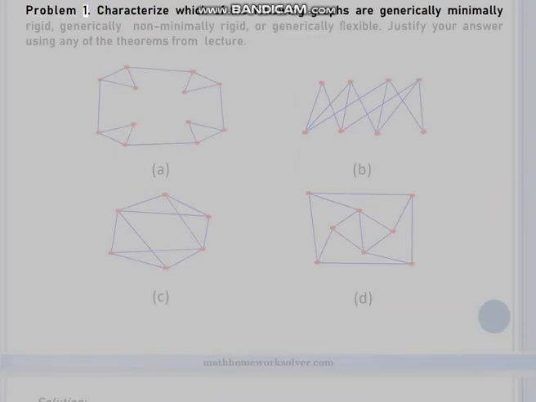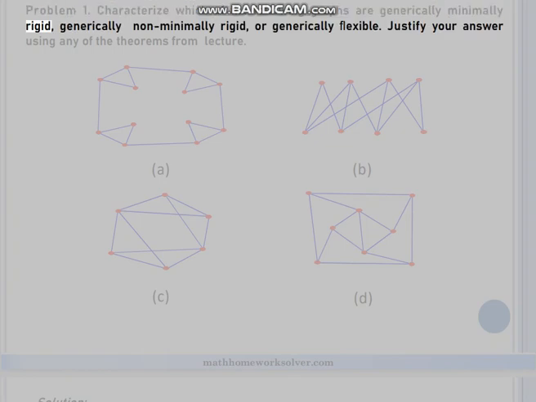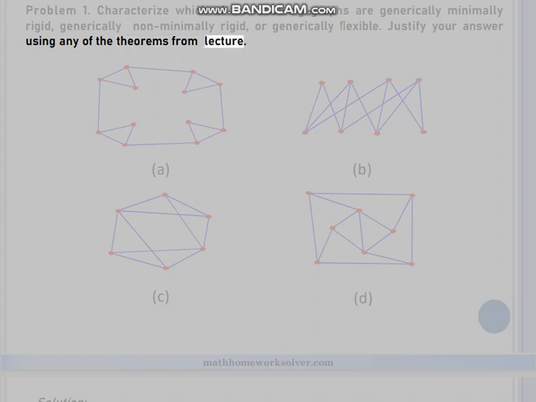Problem 1. Characterize which of the following graphs are generically minimally rigid, generically non-minimally rigid, or generically flexible. Justify your answer using any of the theorems from lecture. A, B, C, D. Solution.